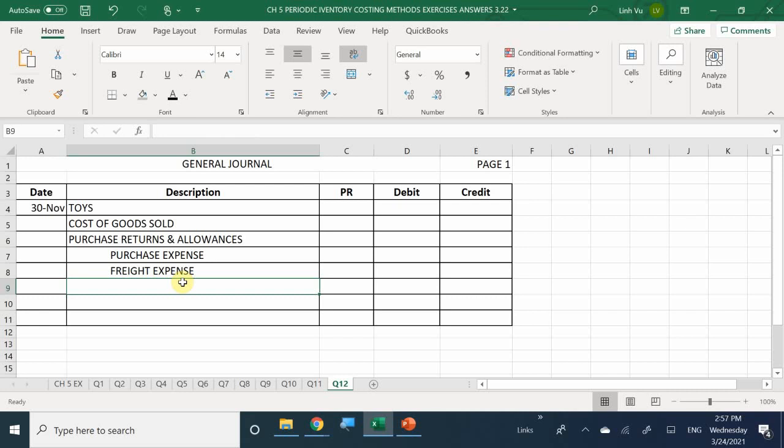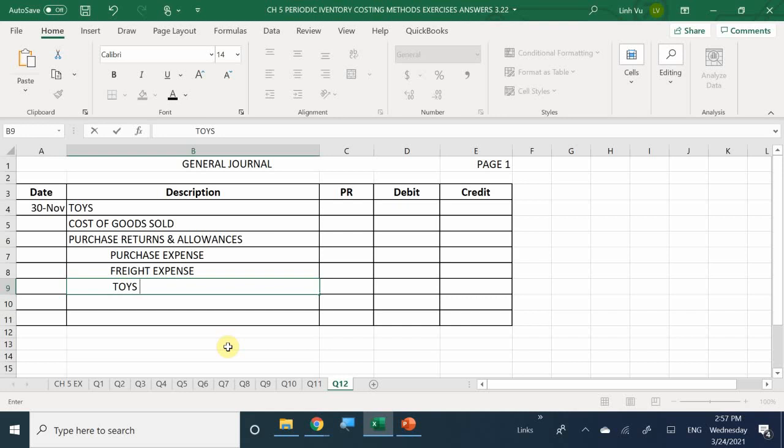Now either Alan or Felipe, what is also included here? Your toys. Which one? Oh, the beginning balance. Yes, we had a beginning balance. So this is where you need to indicate that you have your toys, your beginning inventory.